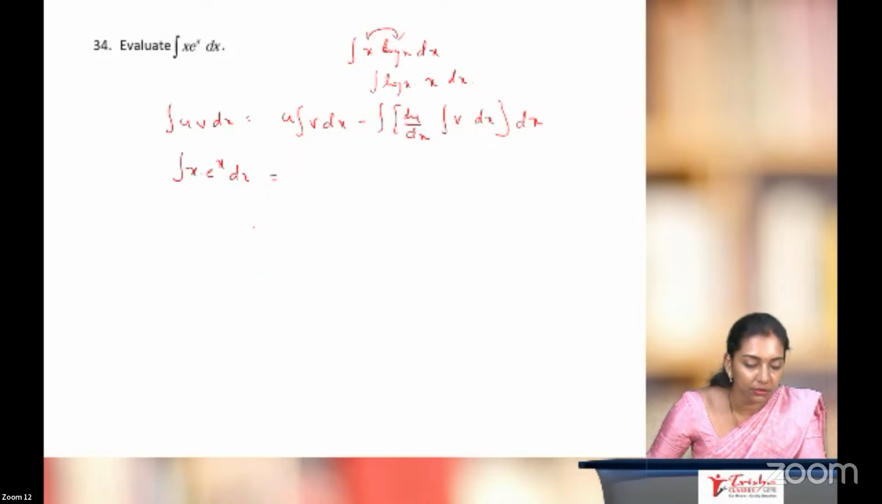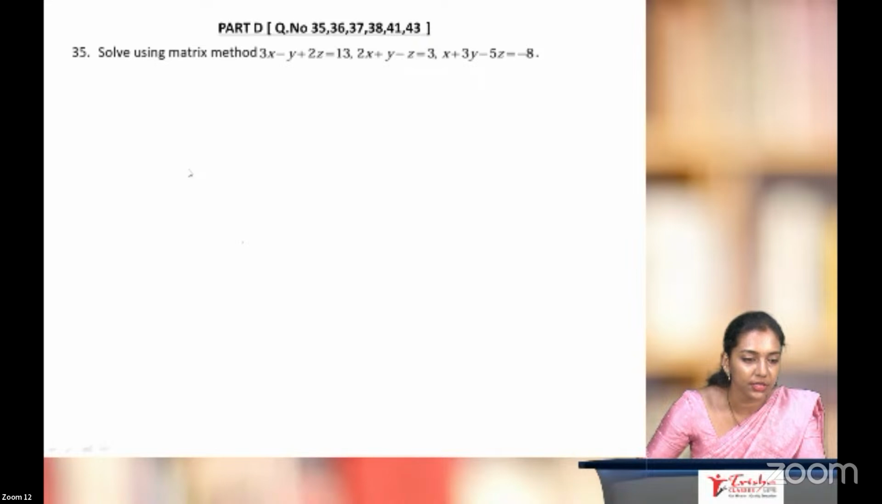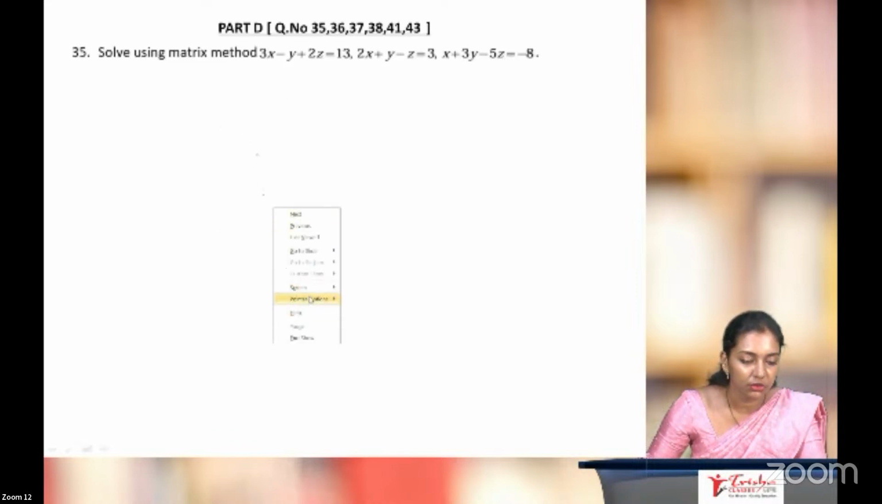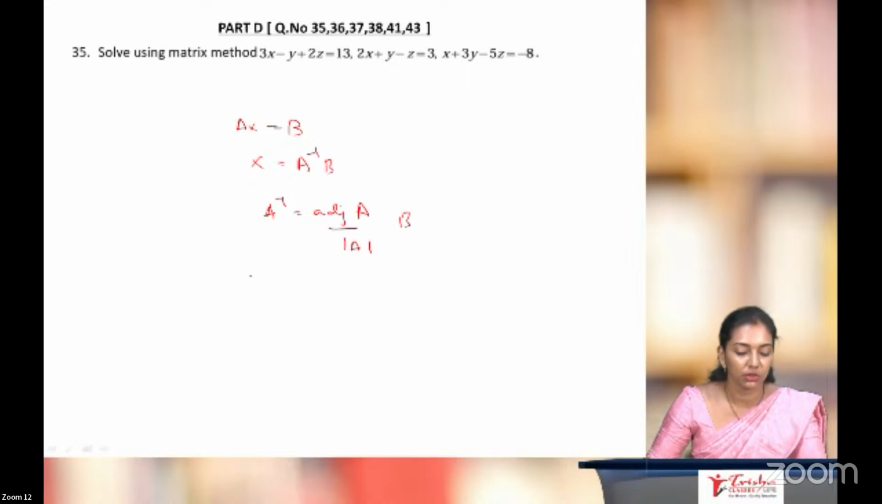Okay, let's see a different type of problem. If it is there, we can cover it up or then we can come back. So solve using matrix method. One problem I have already solved, similar kind, one pakka question it is. So AX equal to B, ultimately you want to find X. So X equals A inverse B. A inverse is nothing but adjoint of A by determinant of A, into B. Okay, you need to solve this.